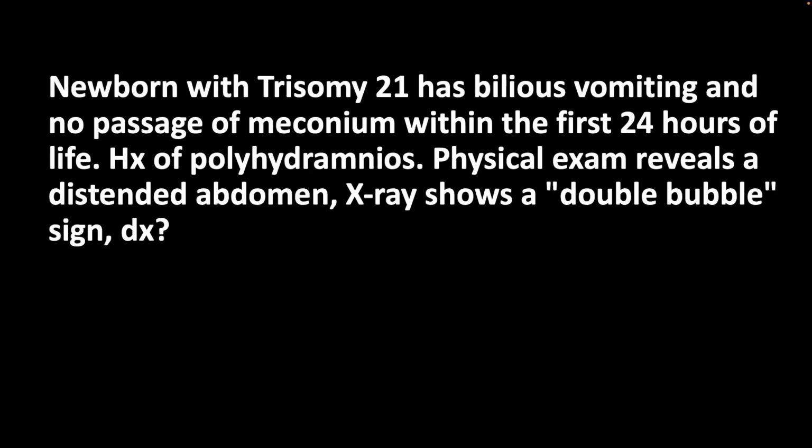Now we have a newborn with trisomy 21, has bilious vomiting and no passage of meconium within the first 24 hours of life. History of polyhydramnios. Physical exam reveals a distended abdomen. X-ray shows a double bubble sign. What's the diagnosis? This would be duodenal atresia.